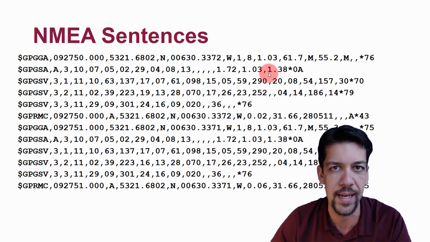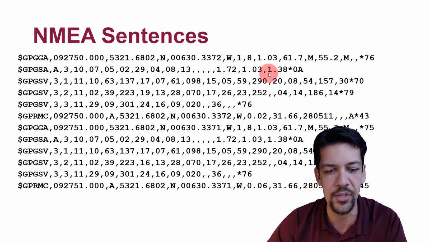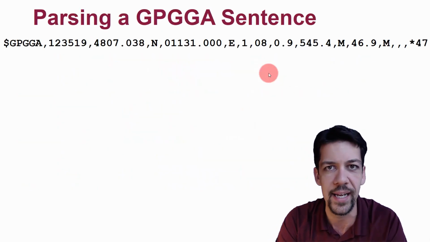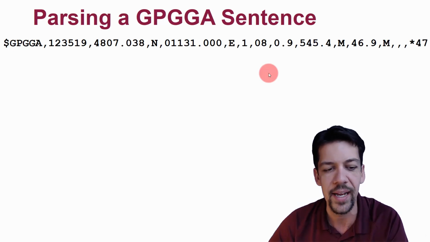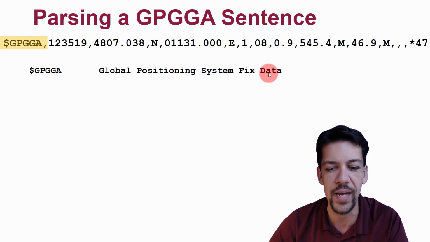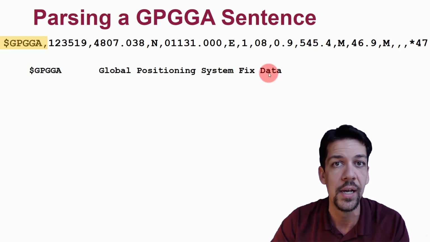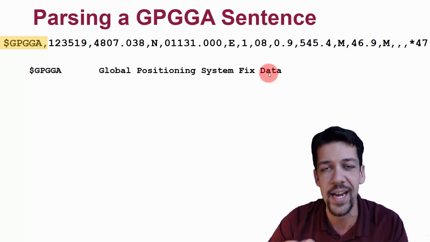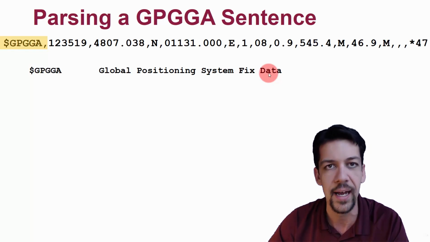Let's parse one of these sentences, actually the most important type of sentence that you might want to pay attention to. The one that is most important is the GPGGA. What this entire sentence translates as is, first off, you get a preamble, or the prefix. It always starts with a $ sign. So a $ sign says this is the start of a new sentence. GPGGA is a specific type of message. In this case, it's a global positioning fix sentence.